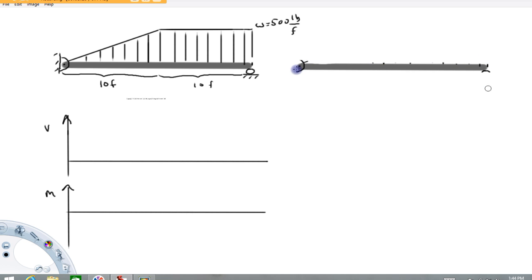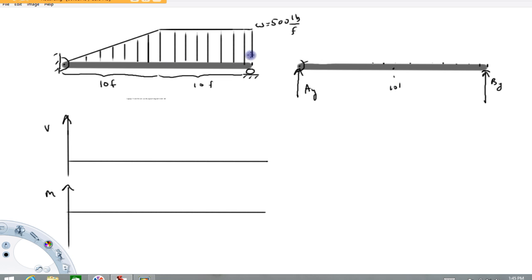And what I'm going to do is put a reaction at the left-hand side. I'm going to call this point A. I'm going to put an AY here. And then we've got another reaction in the vertical direction over here, so I'm going to put a BY on my free body. Okay, so that 10 foot is going to be about there.